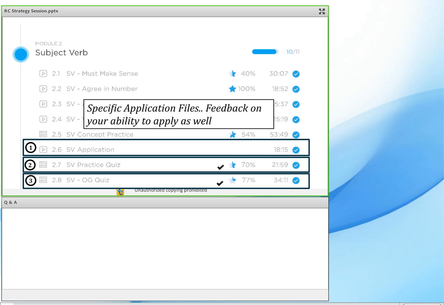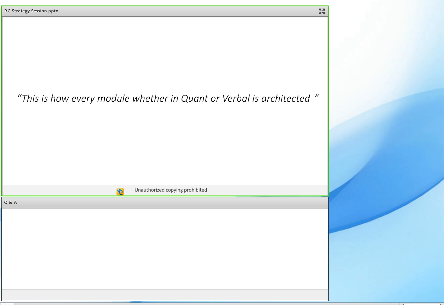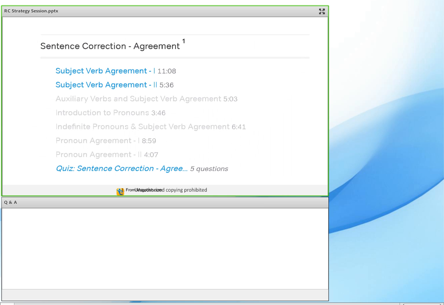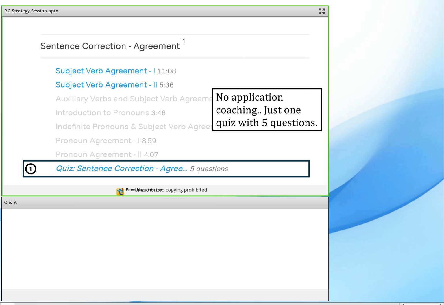And then we send you a bunch of specific official questions on which you can apply those concepts. So when you learn and apply those concepts right at the same time, you get feedback as to whether you've learned well enough or not to move on, not just from SC to CR, but also from subject verbs to verbs or subject verbs to pronoun and so on and so forth. And this is how every module in e-GMAT is architected. And that's just the learning part of it. There's a very harmonious marriage of content with our backend technology.